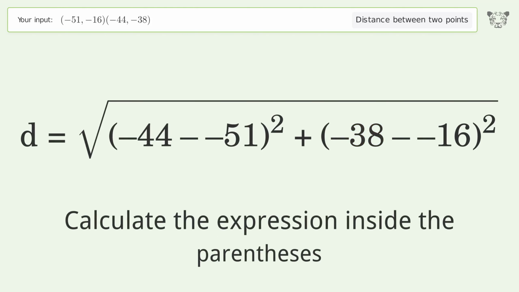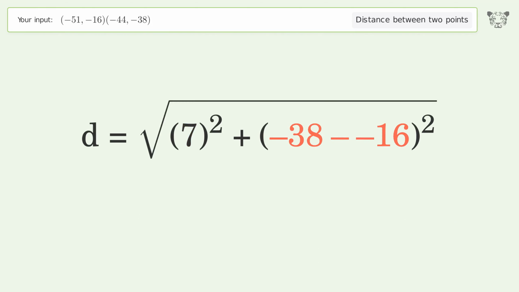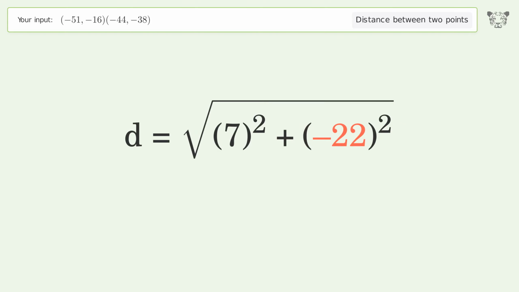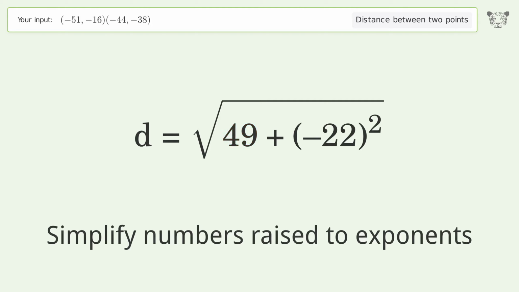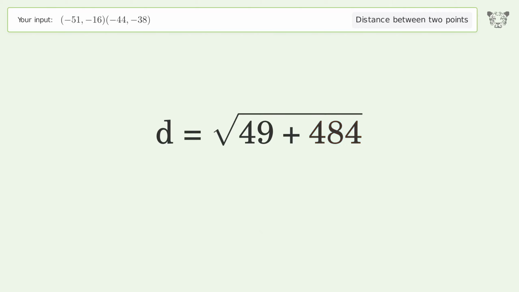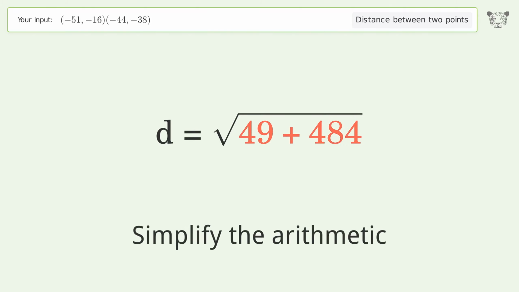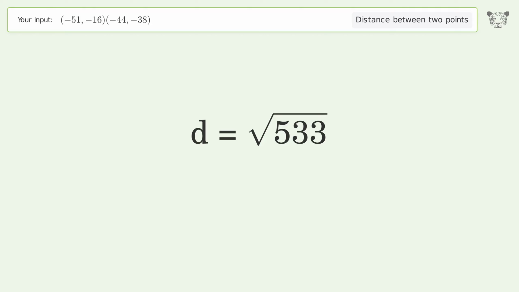Calculate the expression inside the parentheses. Simplify numbers raised to exponents. Simplify the arithmetic. And so the distance between the 2 points is the square root of 533, or 23.087.